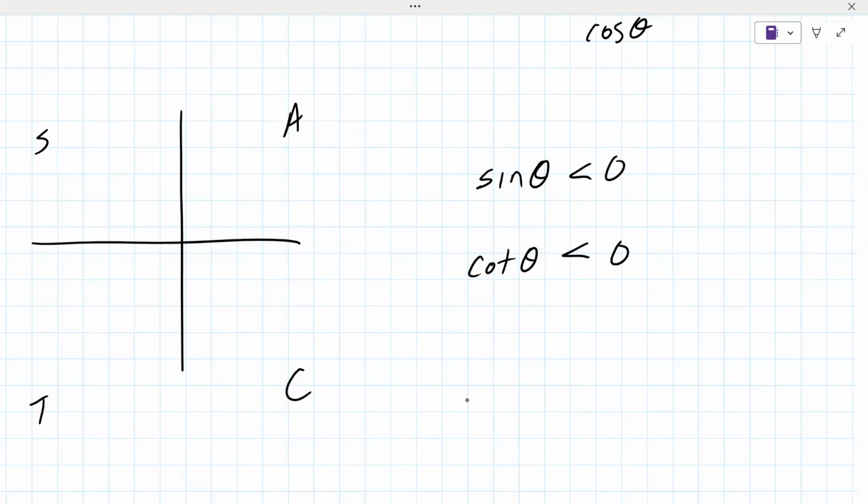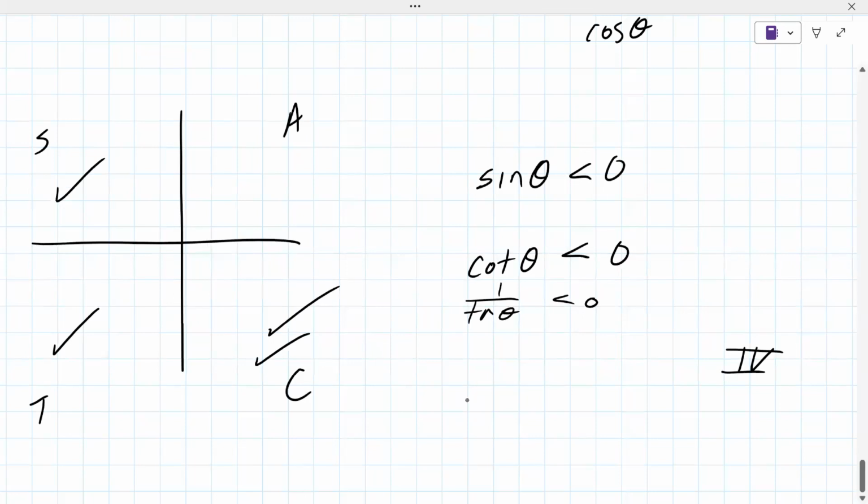Okay. Do you have an answer for me on this one? Yeah, is it 4? All right, let's take a look. So sine is negative in the third and the fourth. Cotangent is really 1 over tangent. Tangent is negative in the second and the fourth. So yes, it is the fourth. Good, really good.